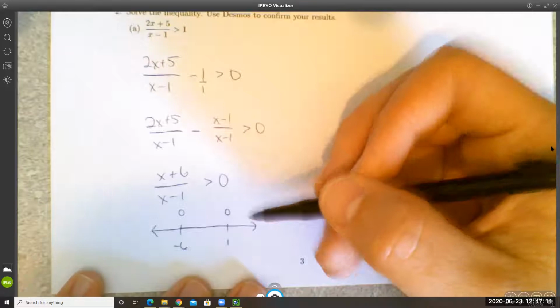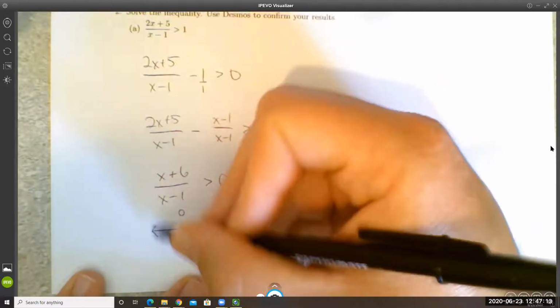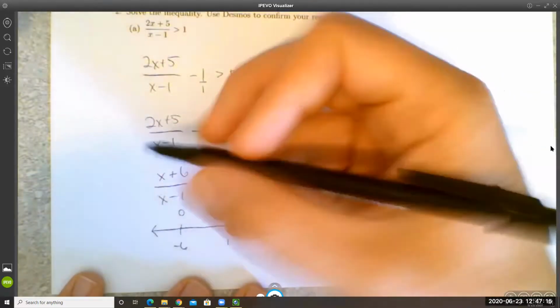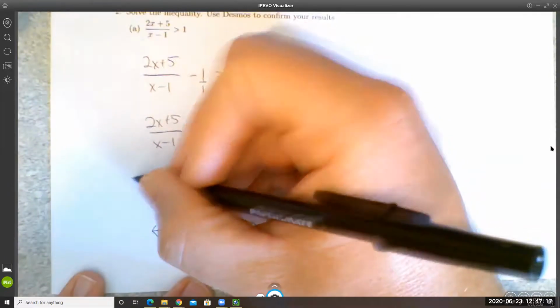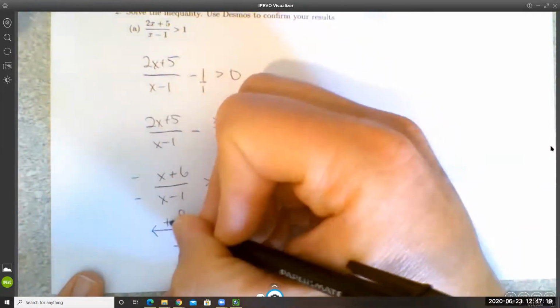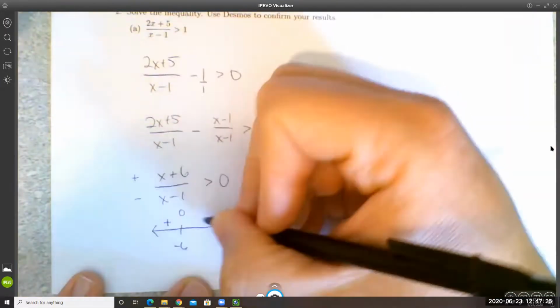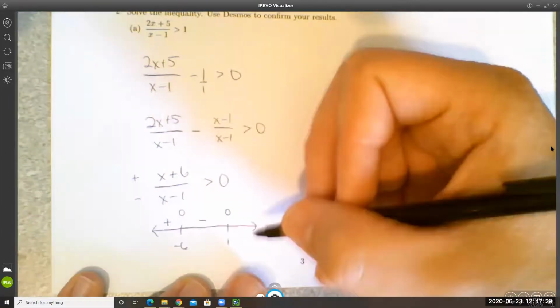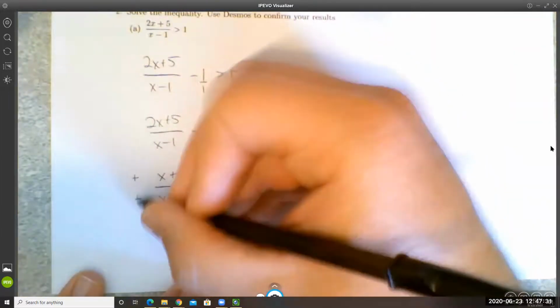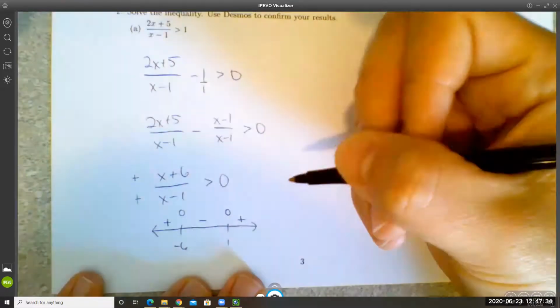where it's negative. So if I plug in something less than negative 6, like negative 7, then I get negative over negative. That's going to make it positive. If I plug in something between negative 6 and 1, like 0, I'm going to get a positive over a negative. That's going to be a negative. And if I plug in something bigger than 1, like 2, I'm going to get a positive over a positive, and that's going to be a positive.